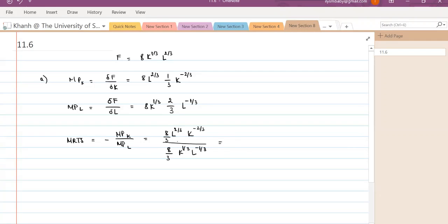Over here, 8/3 divided by 16/3 will give me a half, so 1/2. Now, if I want to get rid of all the negative signs, we just have to move K to the denominator and L to the numerator. That will give me L to the power 2/3 times L to the power 1/3, and I've got K to the power 1/3. If I move K to the power negative 2/3 down, I get K to the power 2/3. So this will give me half of L on K.